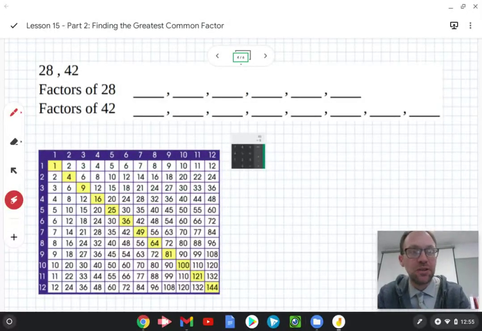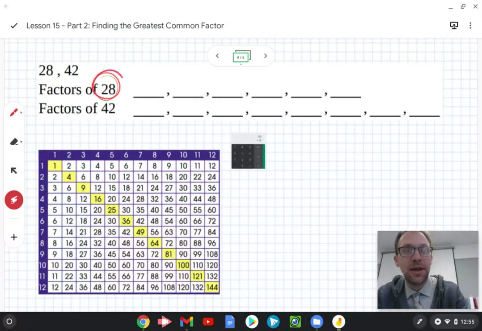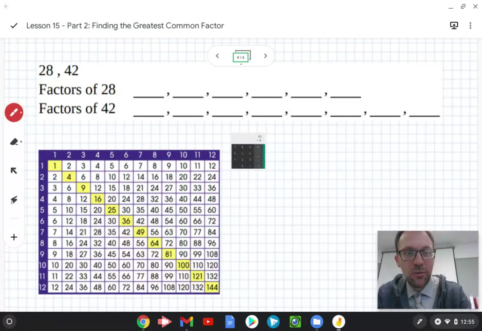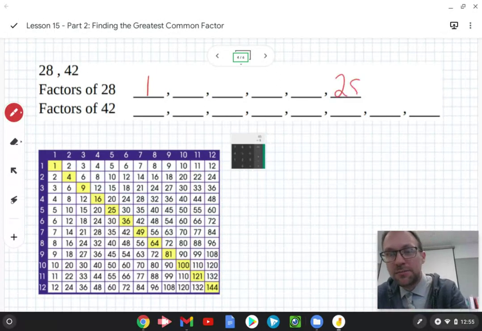But first, let's take our first number, 28. We're going to factor out 28. We know that the first factor pair we can use is 1 and 28. And now we want to think about the next number after 1, just work our way up the list. 2.